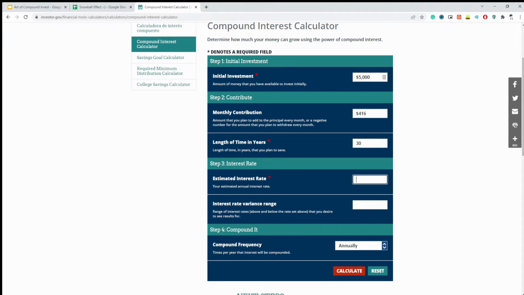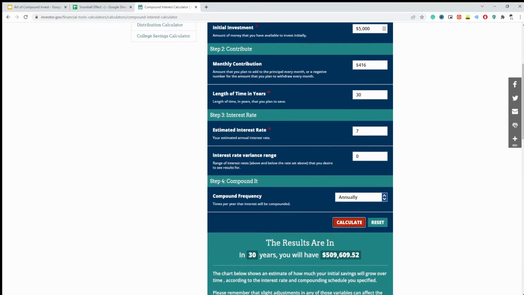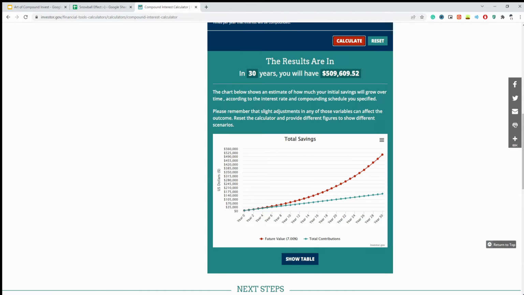And the interest rate, we're going to put at 7%, no variance in change, in range. And then this compound will happen annually, every single year. And if we calculate, look at that. The results are in 30 years, you will have $500,609.52. Not too shabby, right?